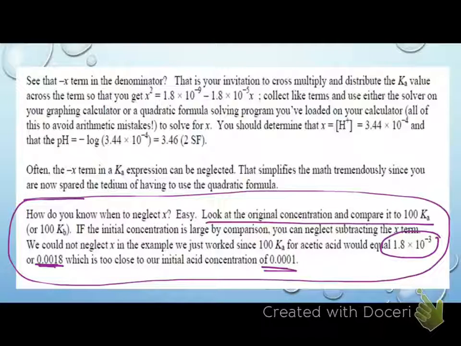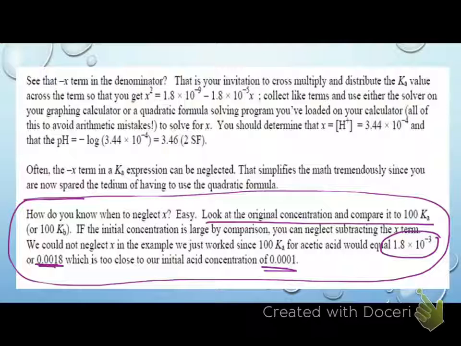Yes, sir? Once you neglect it, usually when you're neglecting X, you have the Ka value and you're trying to get what X is, what the concentration is, right? If your concentration is fairly high and X is really, really small, that's why you can neglect it. Say I have a concentration of 0.025 and my X ends up being something times 10 to the negative 5th. When I subtract that, I'm still going to end up writing down 0.025, because we're only putting so many decimal places out there. That's why we can sometimes neglect X.